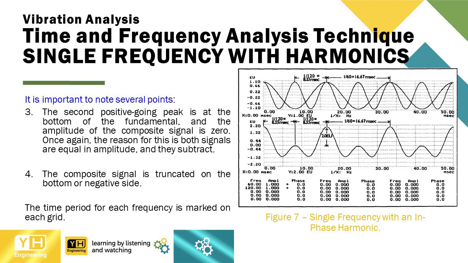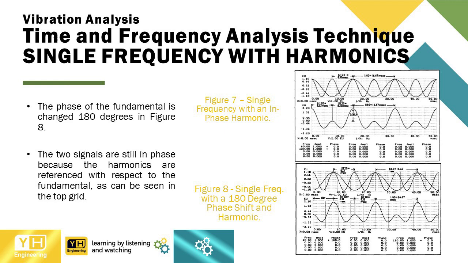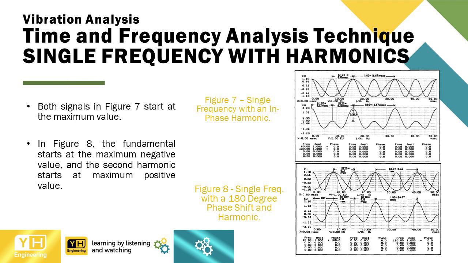The time period for each frequency is marked on each grid. The phase of the fundamental is changed 180 degrees in Figure 8. The two signals are still in phase because the harmonics are referenced with respect to the fundamental, as can be seen in the top grid. Both signals in Figure 7 start at the maximum value. In Figure 8, the fundamental starts at the maximum negative value, and the second harmonic starts at maximum positive value.